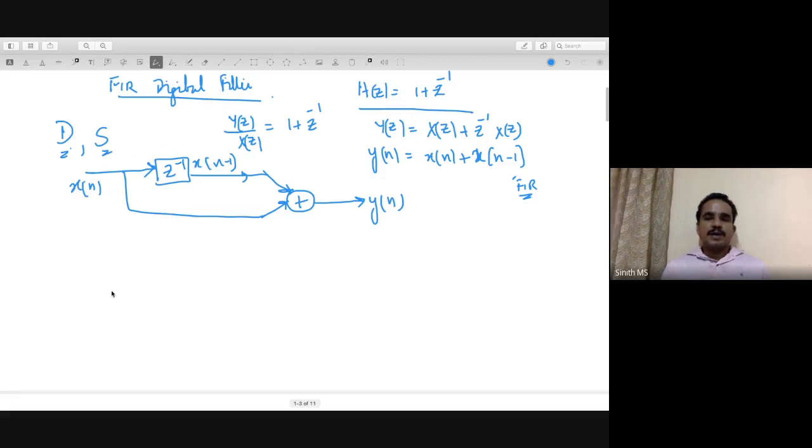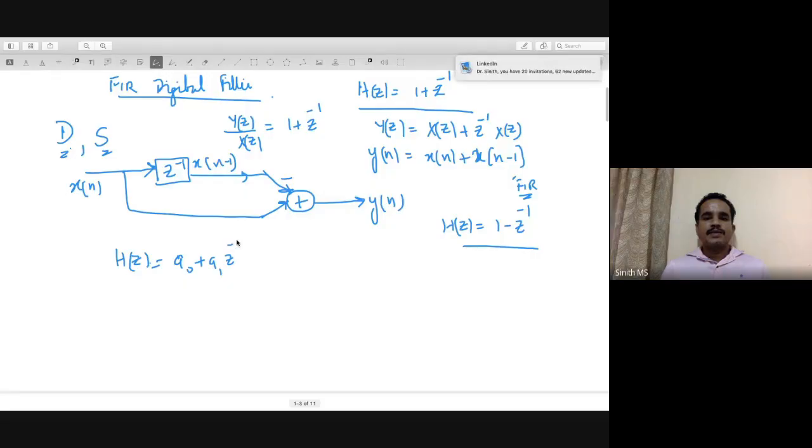You know that. Okay, now suppose you have H(z) equal to 1 minus z inverse. In that case, you will have x[n minus 1]. So x[n] will go here. This x[n minus 1] will subtract from this. And you will get y[n], and that's the implementation of H(z) equal to 1 minus z inverse, which is the first order high pass filter.